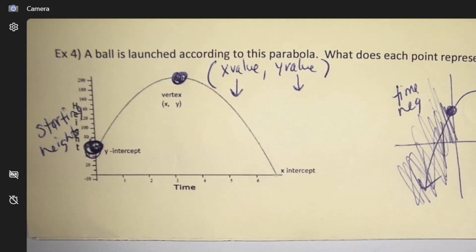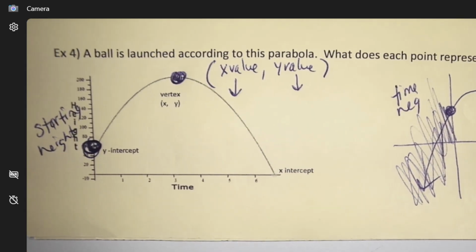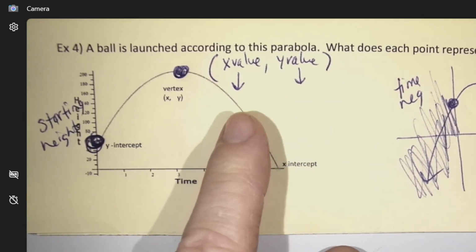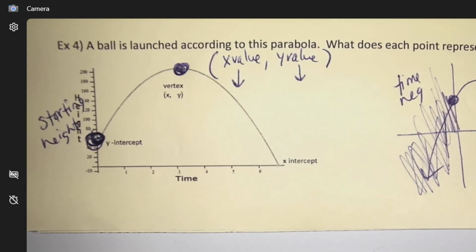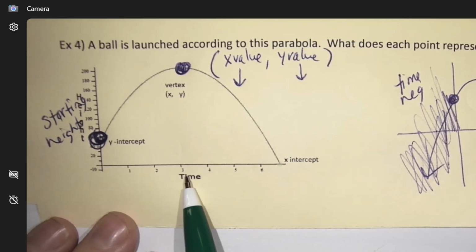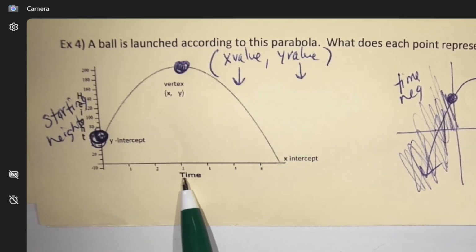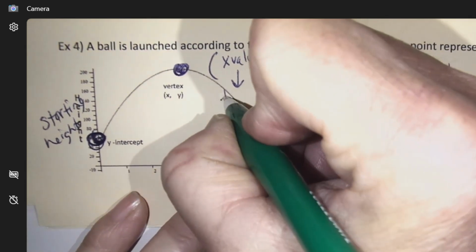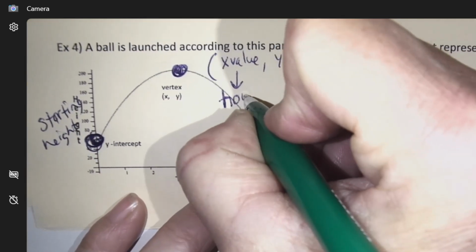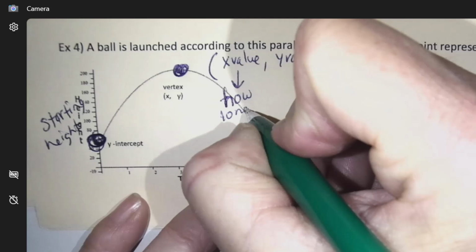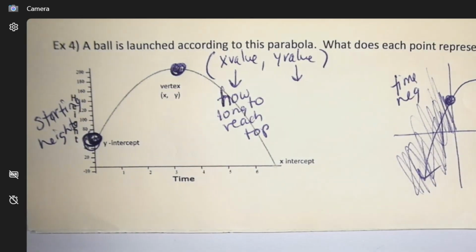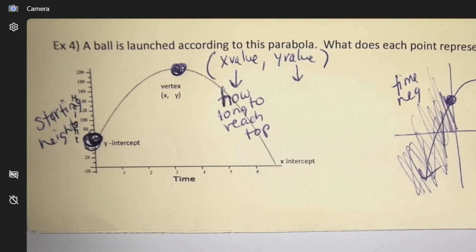Okay, so your vertex is going to be a number here and a number here. What do you think this x value is going to be? So for instance, this one was 3 seconds. What does that describe to me? It describes how long to reach the top. It's how long it's going to take me to get to the top.